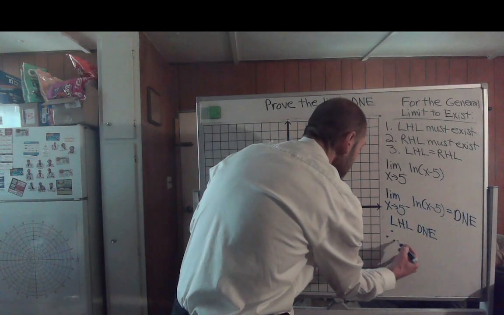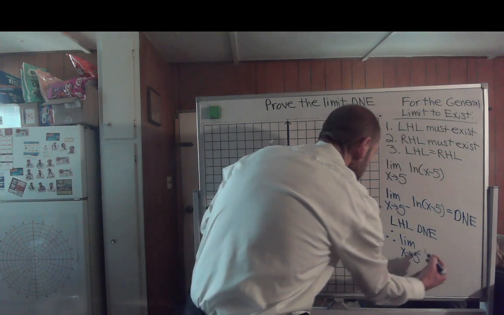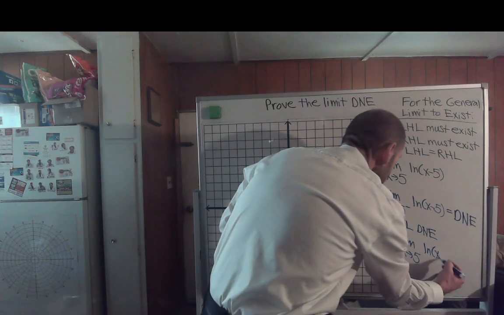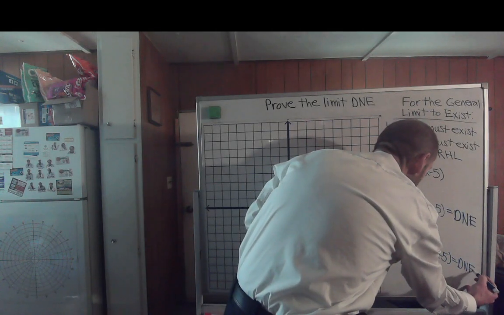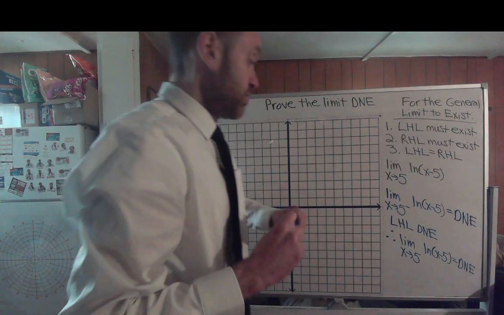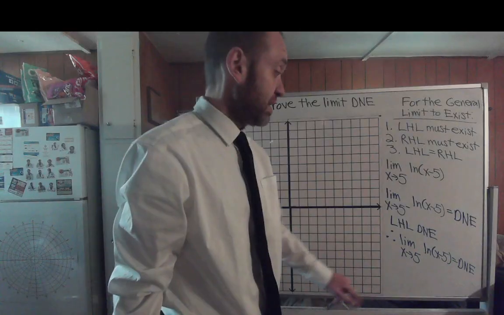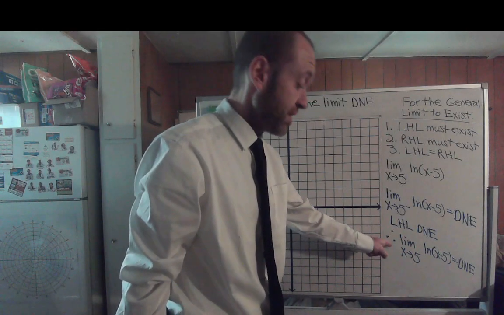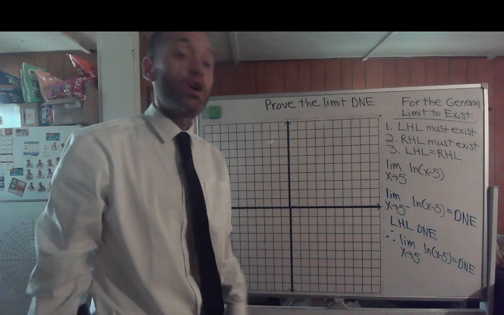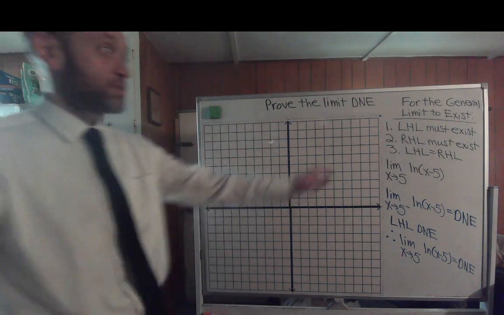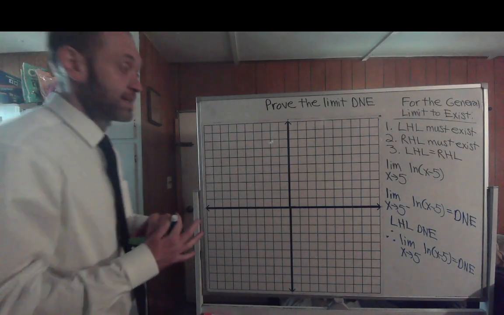Therefore, the limit as x approaches 5 of the natural log of (x - 5) does not exist. So we immediately can prove the general limit does not exist because the left-handed limit doesn't exist. Therefore, this limit does not exist. That's the extent of your proof. All you have to do is show that one of these three conditions is violated, and you've just proven the limit doesn't exist.